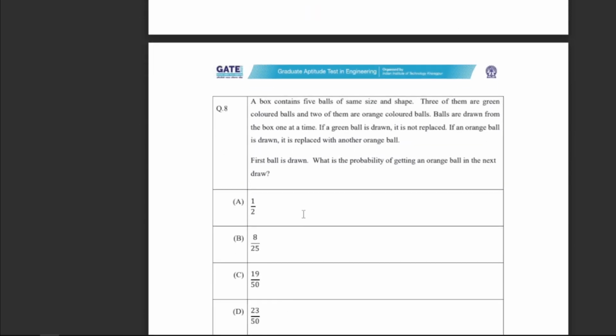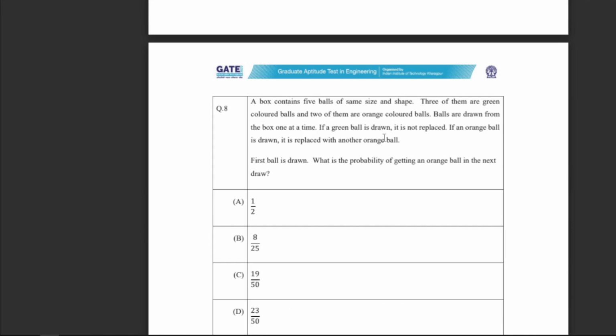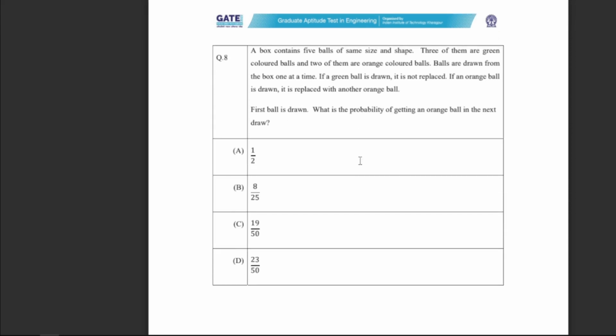Now the eighth question is, the box contains 5 balls of same size and shape. 3 of them are green colored balls and 2 of them are orange colored balls. Balls are drawn from the box one at a time. If a green ball is drawn, it is not replaced. If an orange ball is drawn, it is replaced with another orange ball.